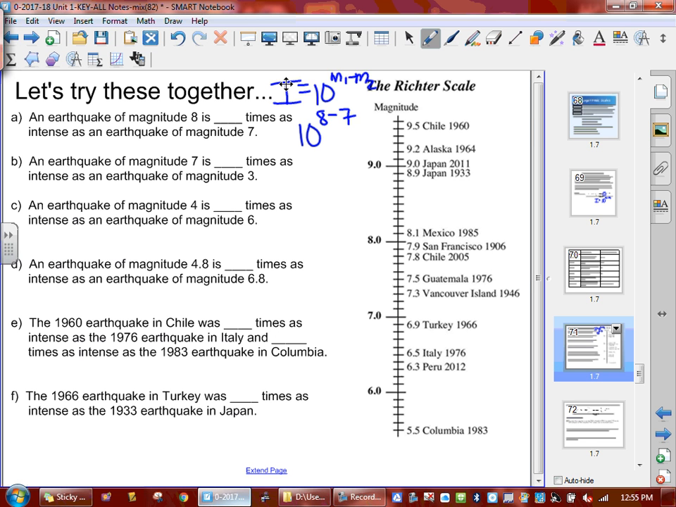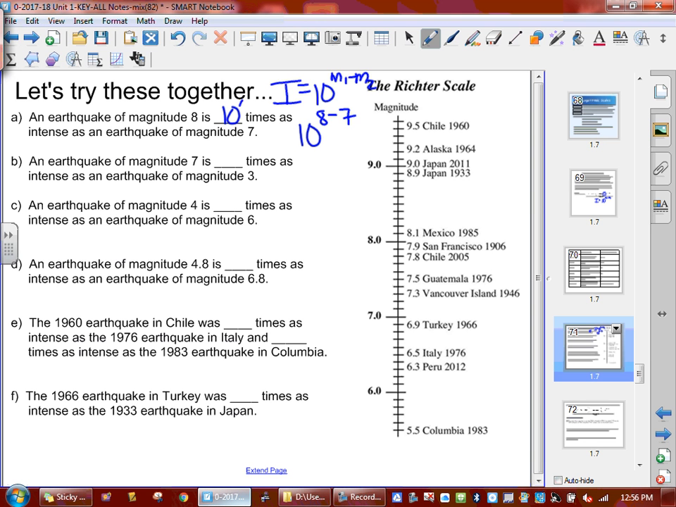Every time you move up on the scale from a 7 to an 8, it's 10 times bigger. Okay? So magnitude 8 is 10 times as intense. When it says as intense, it means stronger. Okay? How much stronger it is. So it is 10 times, so 10 to the 1, it's 10 times as strong.